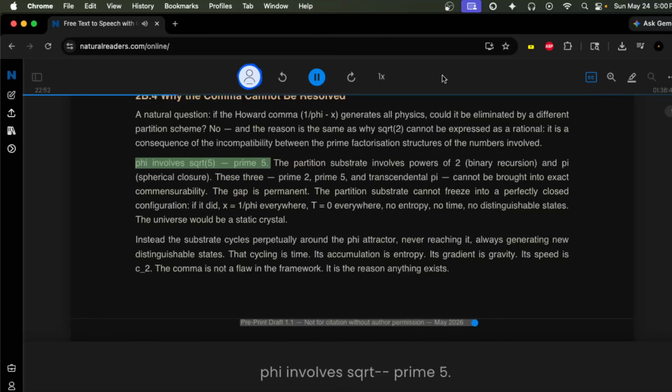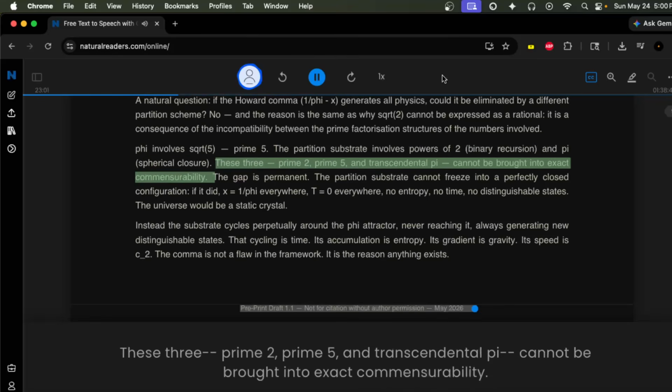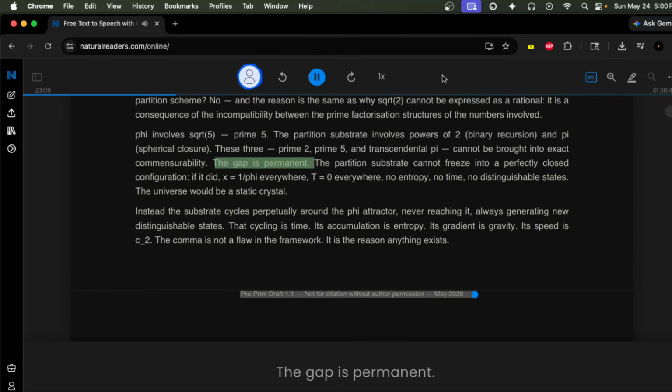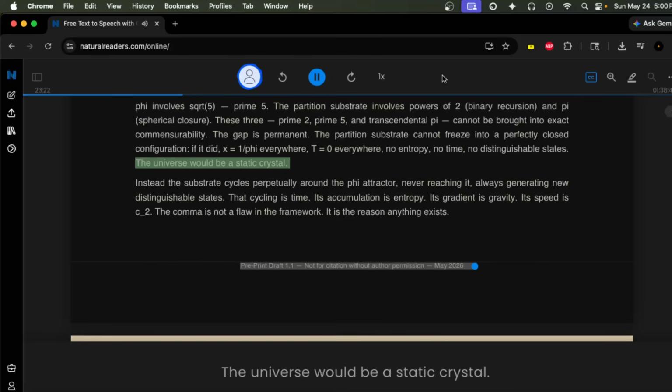Phi involves √5, prime 5. The partition substrate involves powers of 2 and pi. These three, prime 2, prime 5, and transcendental pi, cannot be brought into exact commensurability. The gap is permanent. The partition substrate cannot freeze into a perfectly closed configuration. If it did, x equals 1, phi everywhere, t equals 0 everywhere, no entropy, no time, no distinguishable states. The universe would be a static crystal.